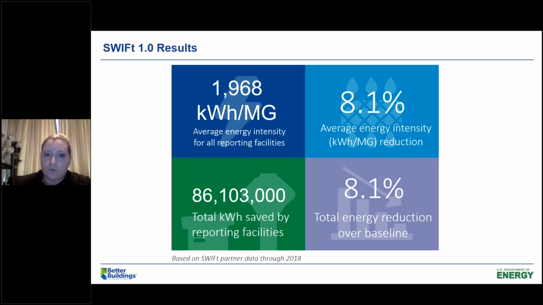And so what we saw is some pretty robust results from our SWIFT 1.0 partners. Specifically, we saw a reduction of about 8.1% in average energy intensity. And we also saw all of our partners put plans in place to reach that target of 30%. Some of those plans they've shared with us, and I'll show you later on in the presentation, but pretty significant results within the 3-year training period.